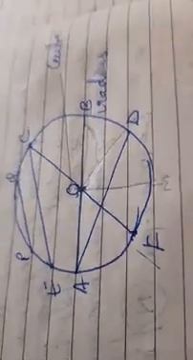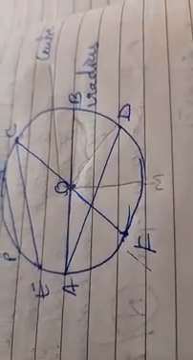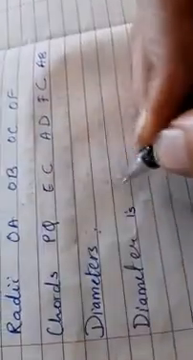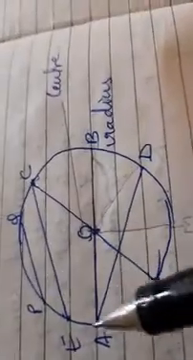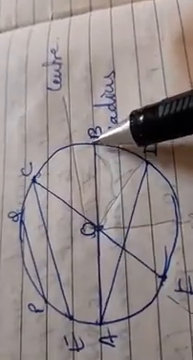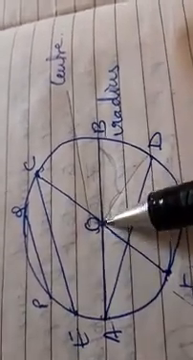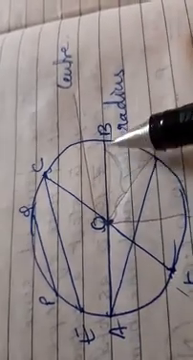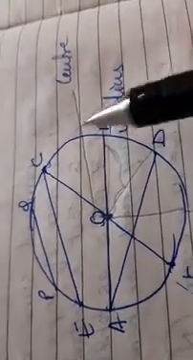Now diameter. Listen carefully. What is diameter? Diameter is the longest chord on the circle. Okay, so chord is what? Chord is the line which joins the two ends of the circle, right? Now, how does it become a diameter? It becomes a diameter when it passes through the center of the circle. So AB is passing through the center of the circle. So AB is the longest chord and AB is the diameter of the circle.